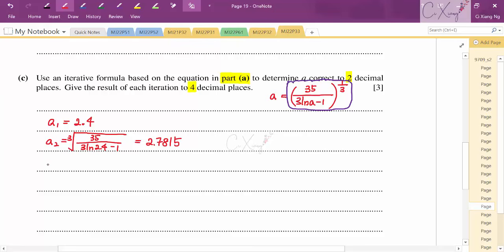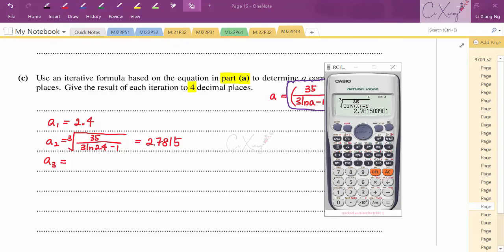Now to get the next iteration, I will key in 2.7815 here. In our question, they're asking us to have the result to 4 decimal places for each iteration. Therefore, I write out my answers to 4 decimal places, and when I key in the value, I also key in 4 decimal places. So I click calculate again, and they ask what's the value of X that you want to key in. So I key in 2.7815.